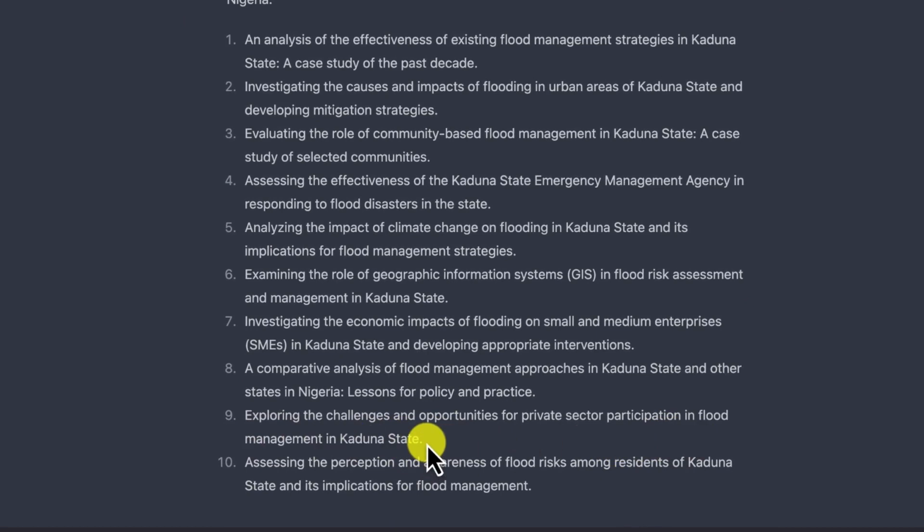This is also promising and very nice. Assessing the perception and awareness of flood risks among residents of Kaduna State and its implication for flood management. You can see these are very detailed and exceptional topics. If you want to be very, very specific, you can go ahead and ask it to give you much more specific questions, because one thing with ChatGPT is it remembers a particular conversation, what you are talking about.